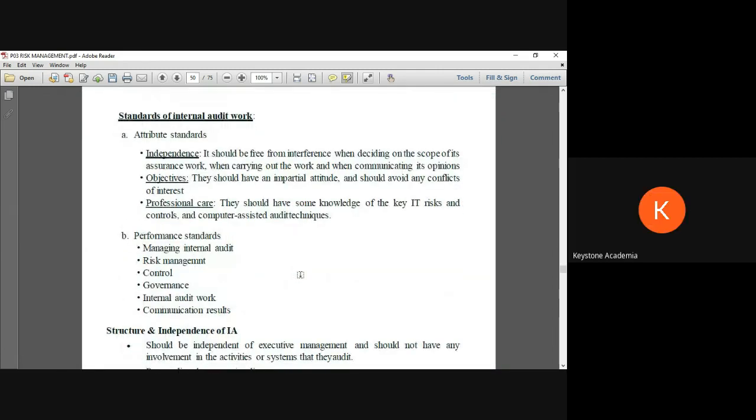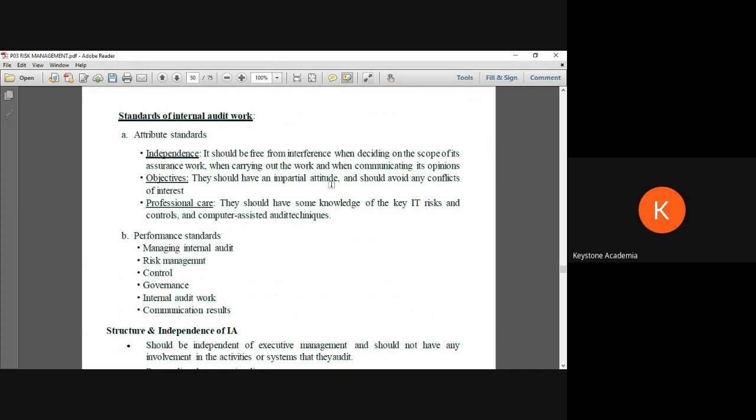Now, what are the attribute standards they should have? They should have independence, obviously, and not interfere in deciding the scope of action, especially in a company like DAISTRUK. If we have internal audit in-house, or let's say we have outsourced, at that time also we will keep them in a separate building. Physically also they will be separated. They'll not be working closely, and other employees are also directed not to mingle with them.